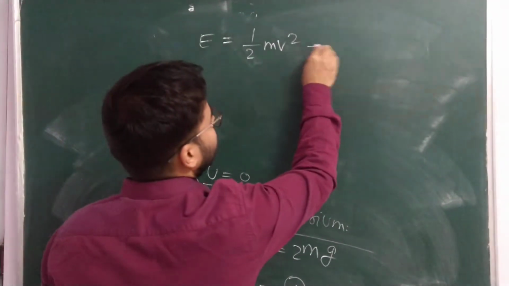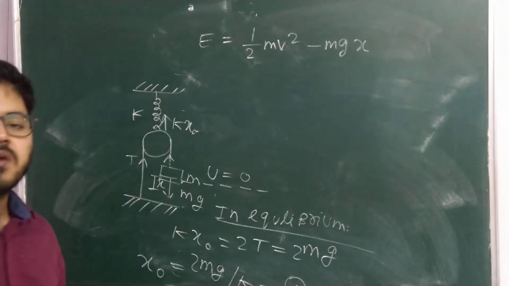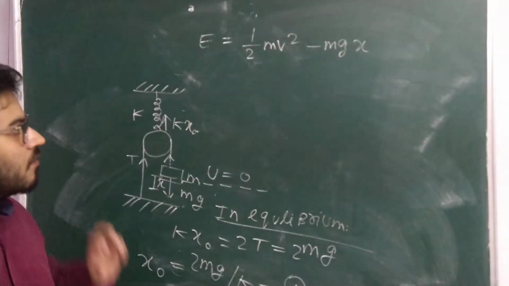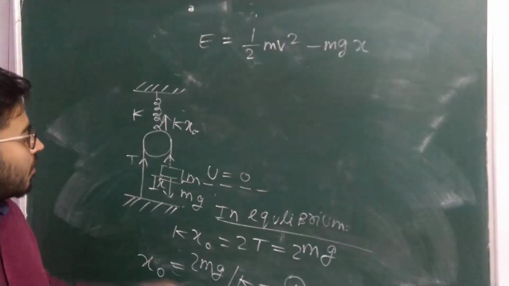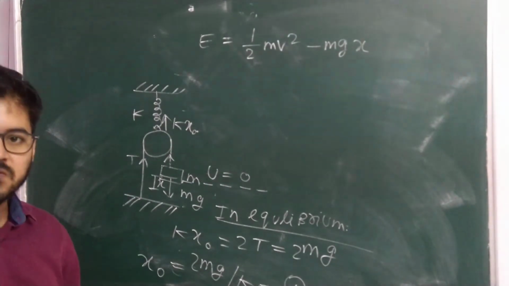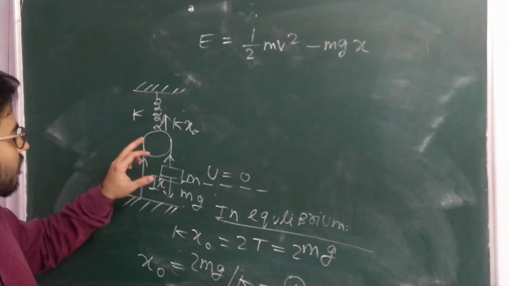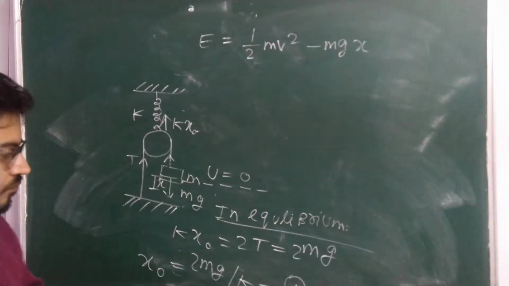And so I can say that this is going to be minus mgx. Yes or no? Minus mgx, there is a decrease in potential energy. That is clearly the situation. Now, there will also be some spring potential energy stored in this spring, right? Now our task is to find how much spring potential energy will be present in this one.